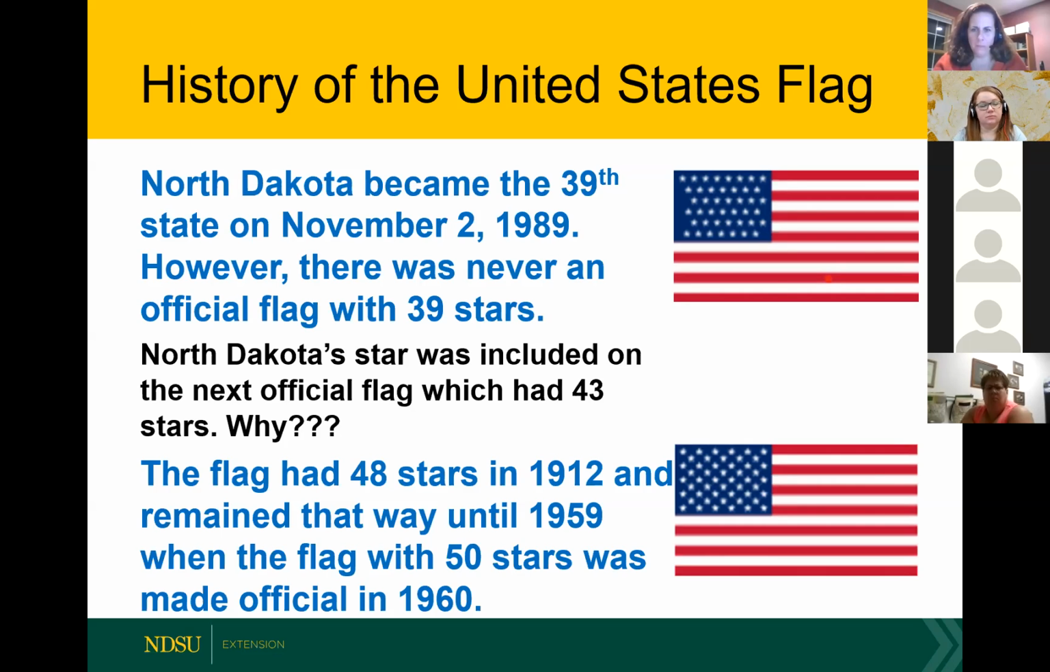The flag that had 48 stars was made in 1912, and it remained that way. So there was the continental, all connected 48 states, and it stayed that way all the way until 1959, when the flag with 50 stars was made official, actually in 1960. But in 1959, there was a brief time with 49 because Alaska joined prior to July 4th in '59.